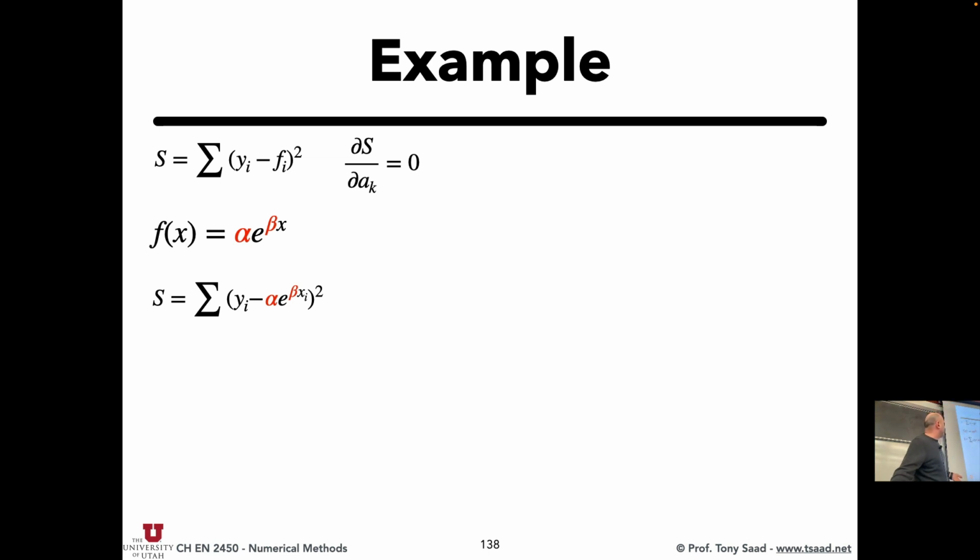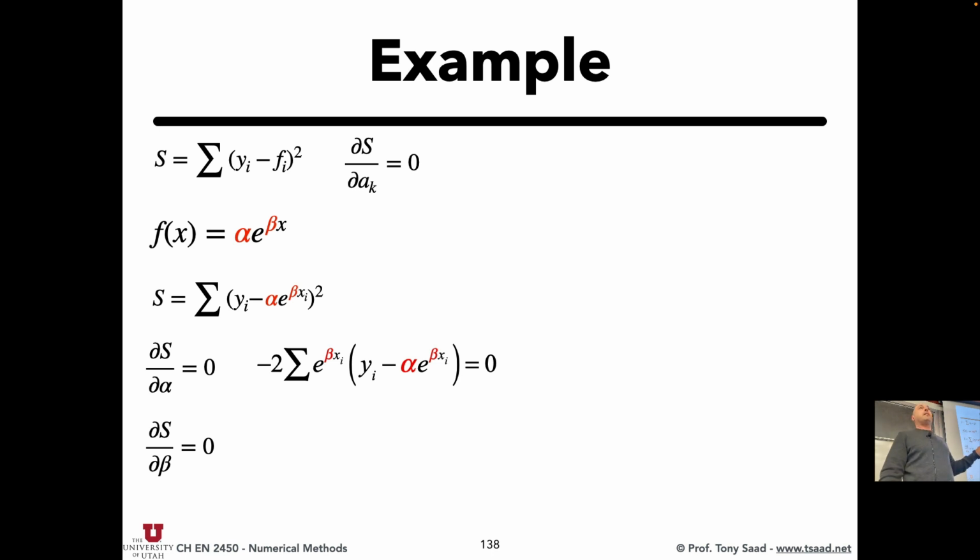Now you differentiate. You're differentiating with respect to what? Alpha and beta. ds by d alpha equals 0 and ds by d beta equals 0. Those are the conditions for this least squares regression. Okay? And then you do the differentiation. It's very annoying for nonlinear cases. Okay? But it's doable.